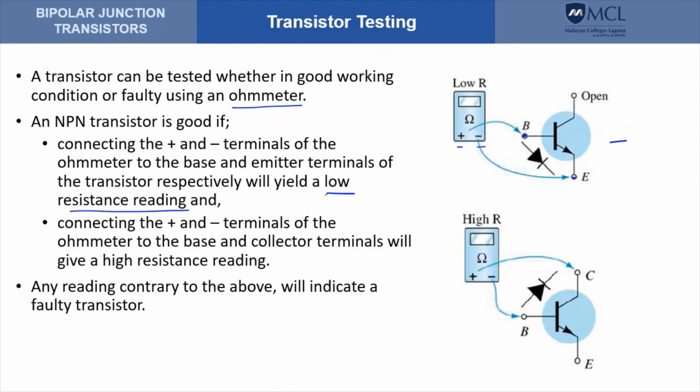Okay, so that is only half of the check, and the other half is if we connect the positive again of the ohmmeter to the collector and the negative to the base, we should get a very high resistance reading, and that would indicate a good transistor. Any reading that is contrary to the above will tell us that the transistor must be faulty and should be replaced.